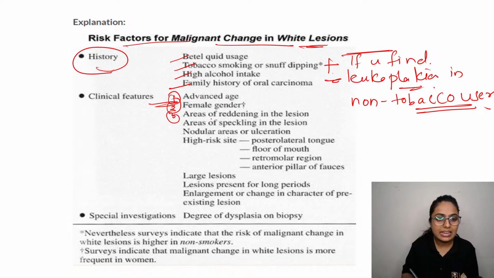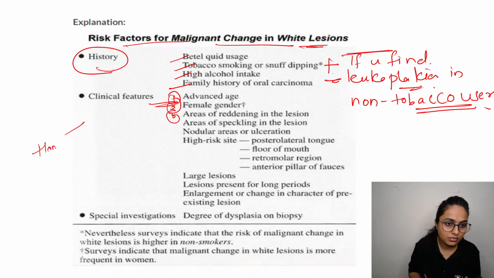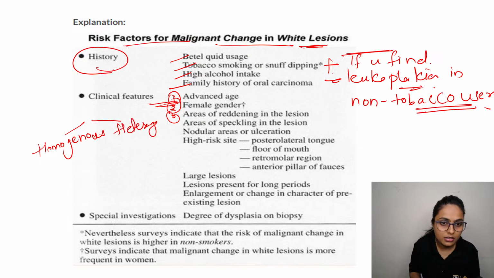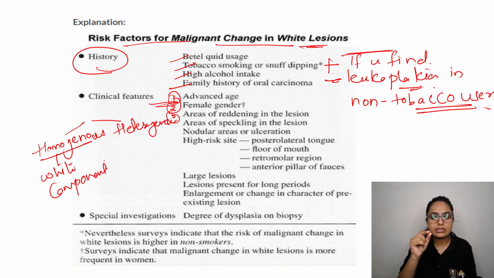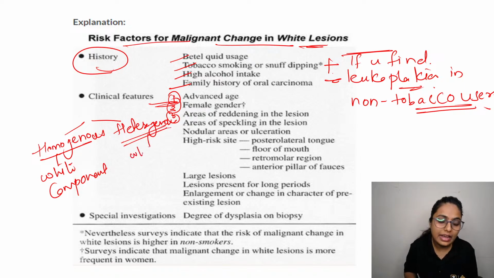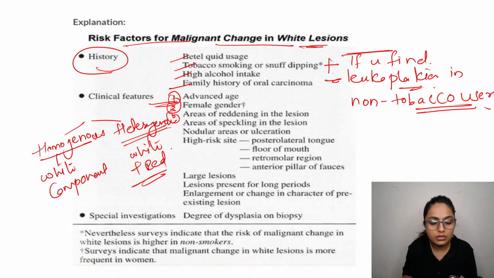Leukoplakia is divided into two types. We all know that. First is homogeneous, second is heterogeneous. Homogeneous contains a white component, or a wrinkled or cracked mud appearance of the lesion is seen. And heterogeneous contains white and red components. Speckled leukoplakia, for example. So these areas of reddening or speckling have a higher potential for conversion into cancer.